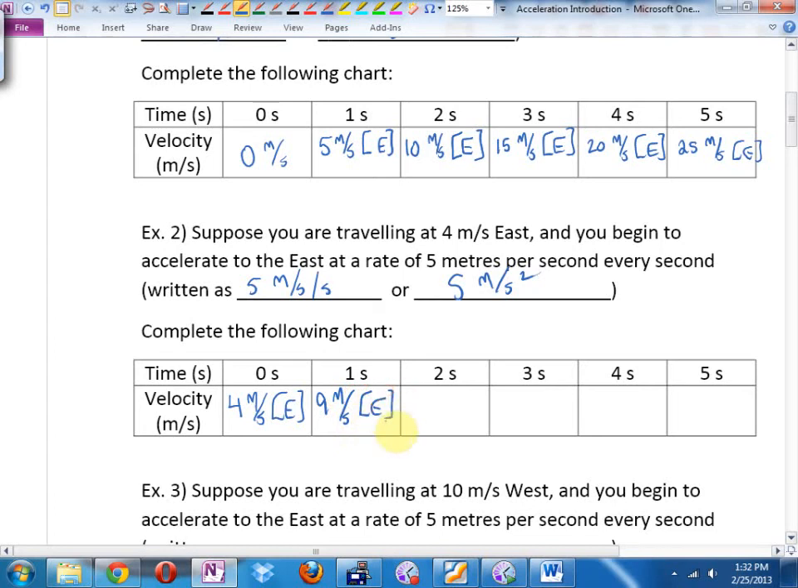Hey, Mr. Dueck, what happens if your acceleration is in a different direction than your velocity? We call that slowing down. We'll look at that in a bit.